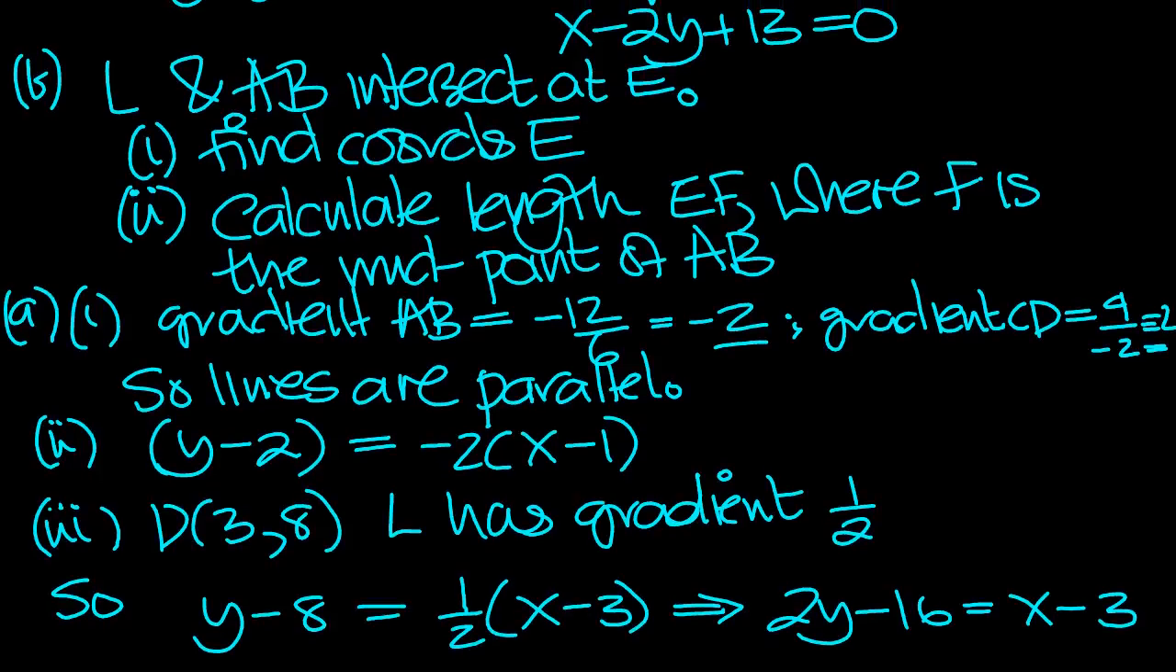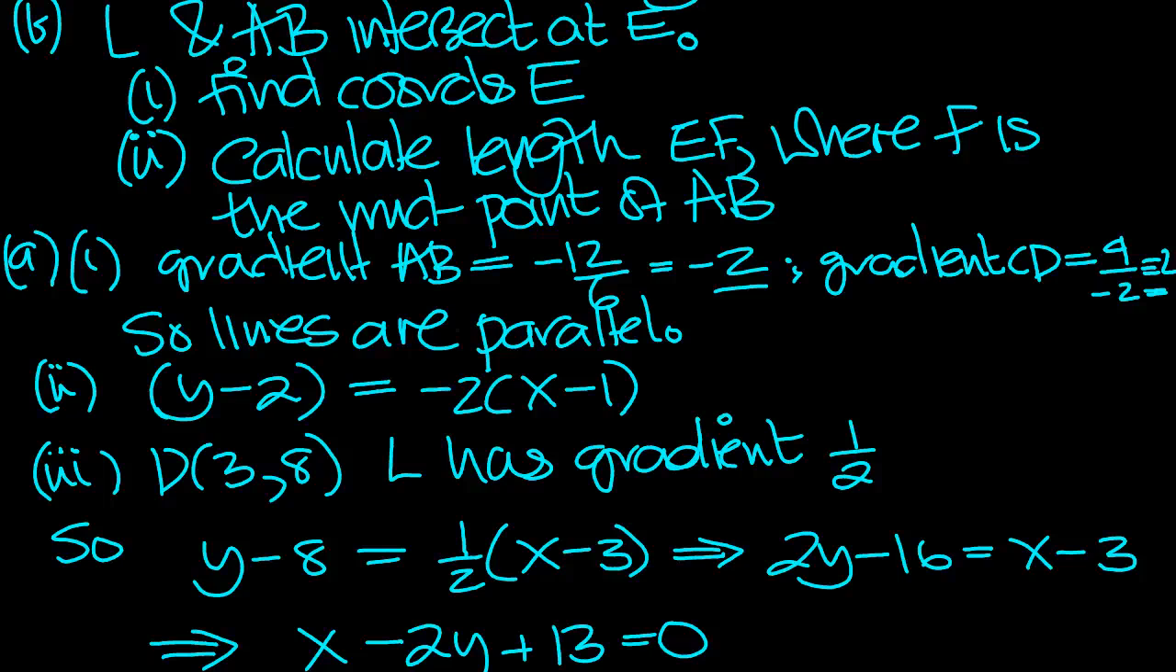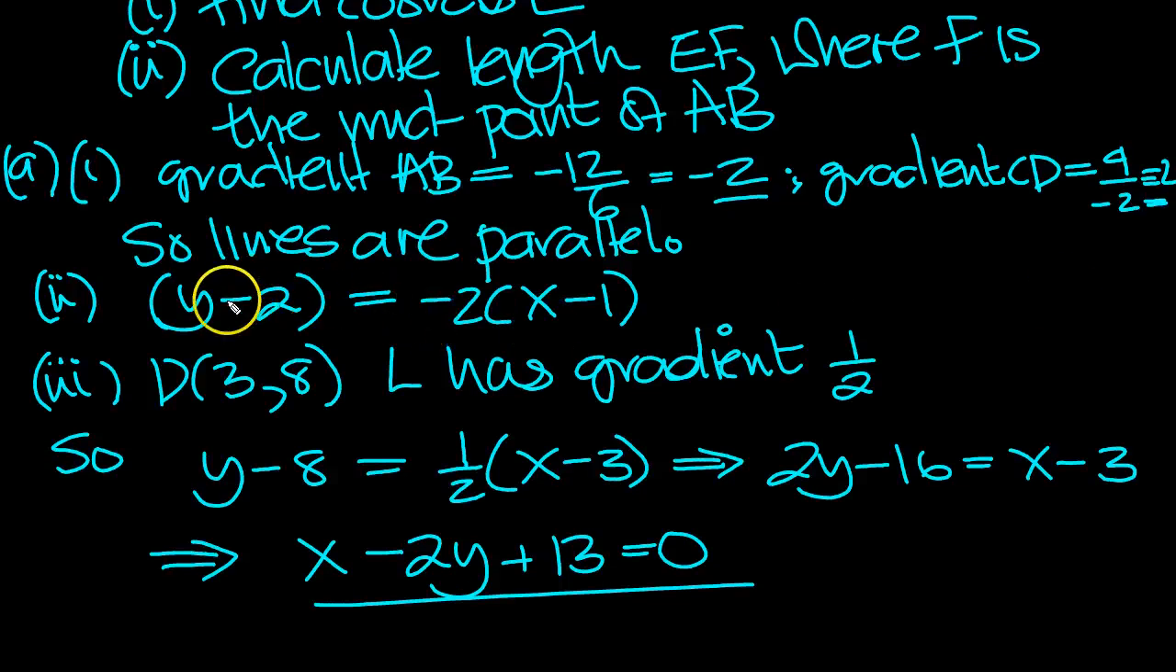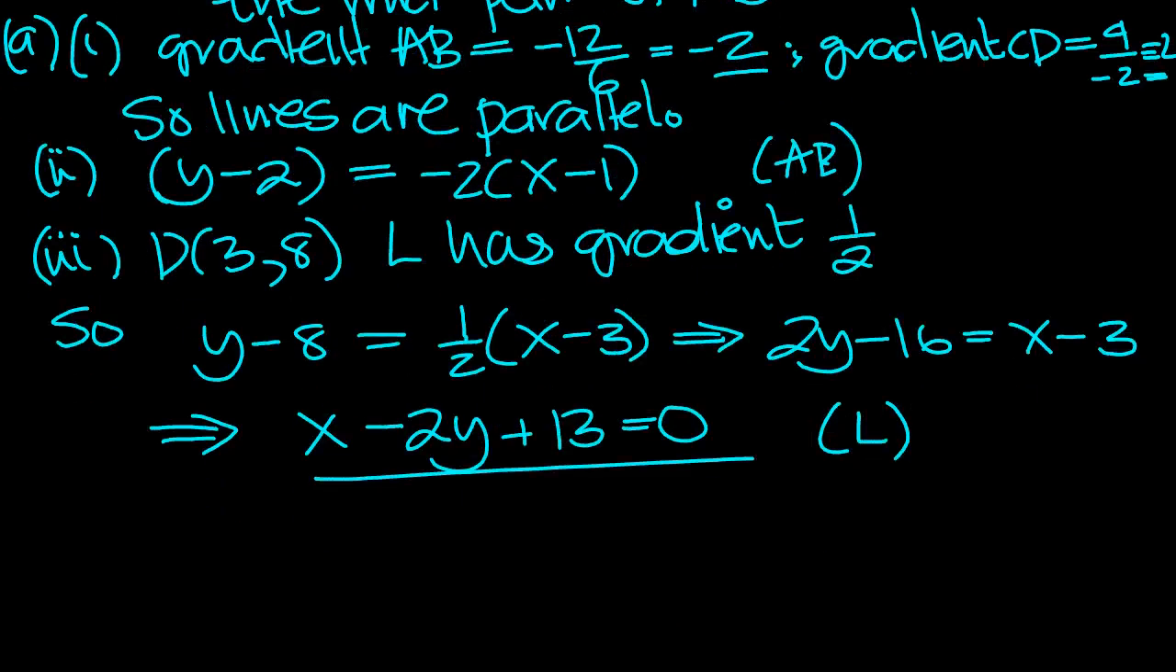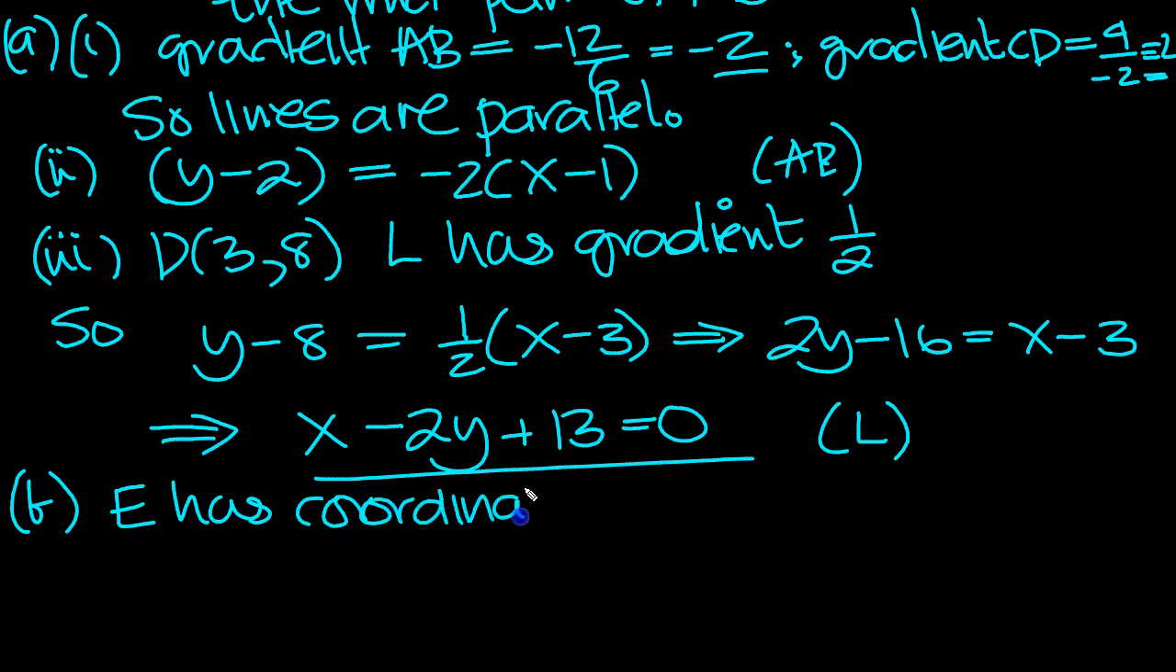L and AB intersect at E. So where was AB? Here was AB, part 2, and this is the line L. This is the line AB, just to remind ourselves. They intersect at E. So let's find the coordinates then. So this is part B. E has coordinates where these two lines intersect.